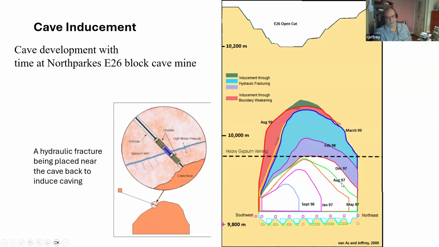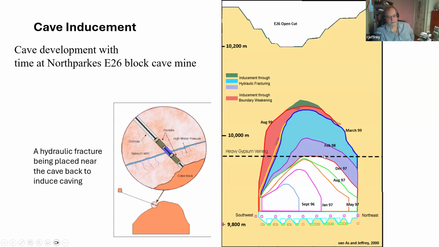But after completing the undercut, they found the caving wasn't keeping up with the extraction, so they were generating an air gap above the broken rock, which is undesirable because it can create a wind blast. Plus it limits the amount of ore you can extract.